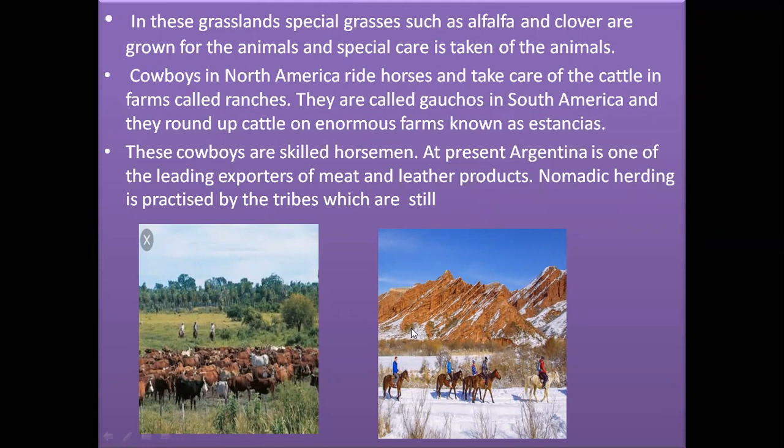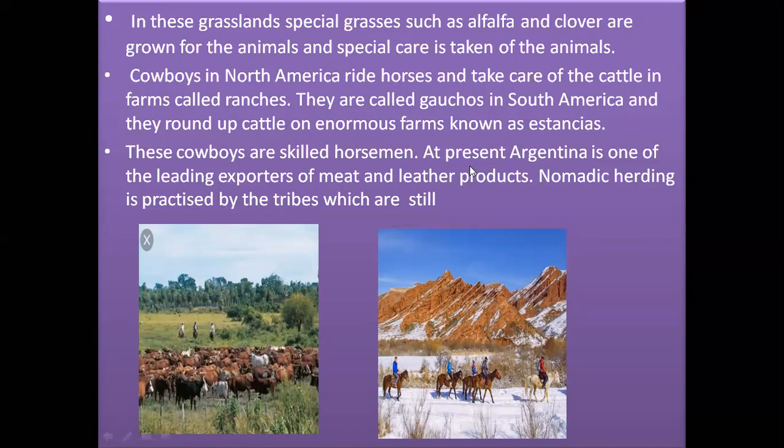They are called ranchers. What will they call them? They will call them ranchers. Ranchers take care of the cattle and ride the horse. These people are also called gauchos, found in South America. What is their main work? They take care of the cattle on enormous farms, so they look after agriculture and animal farming.